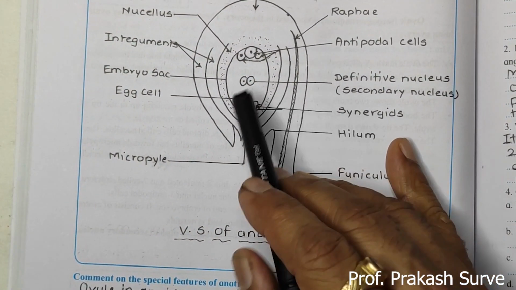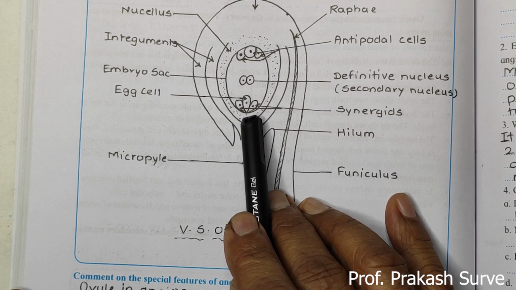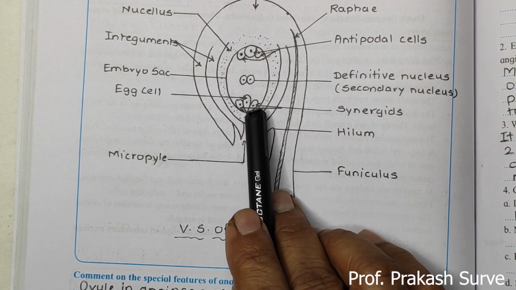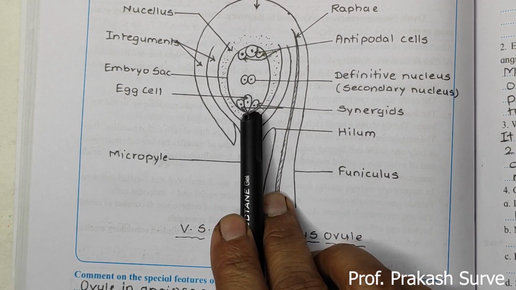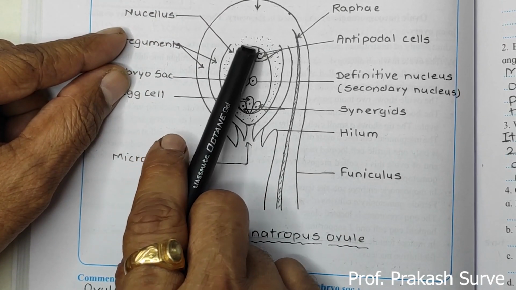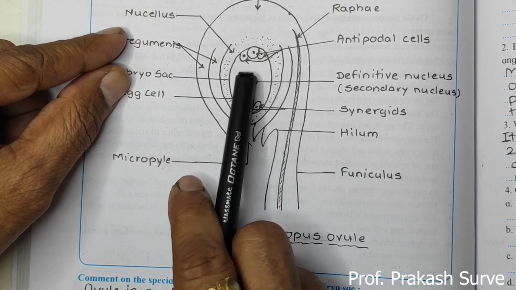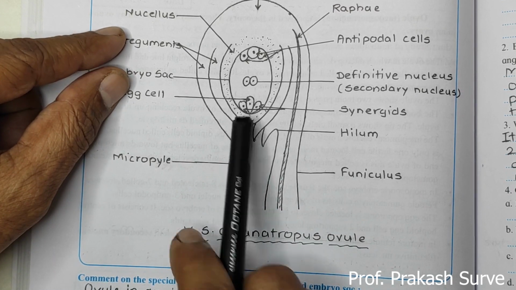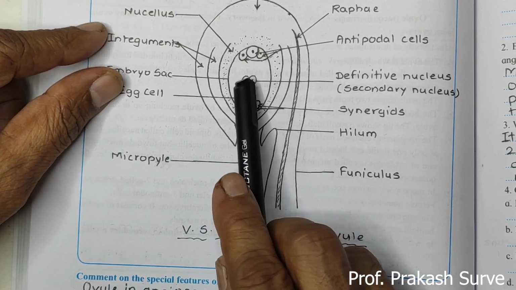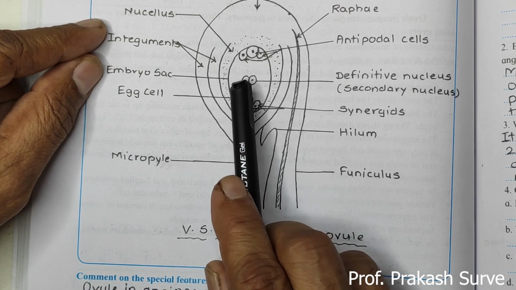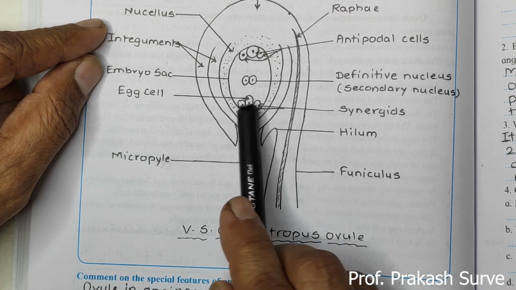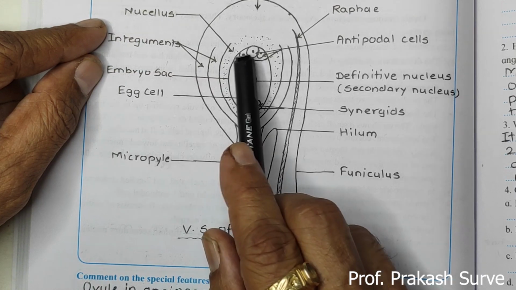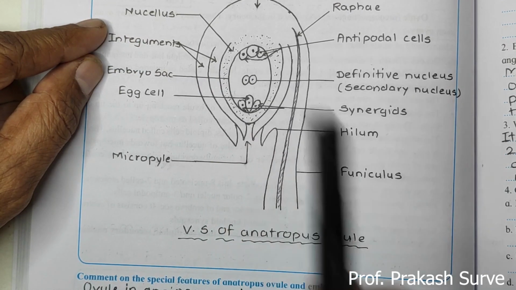Here we can observe that, as I just said, it is a 7-celled structure. Which are the 7 cells? 1, 2, 3 of the egg apparatus. Then antipodals, 1, 2, 3, so total 6. And the fusion of these 2 together, so that's why there is a total 7-celled structure and 8 nuclei. The 2 nuclei are the polar nuclei, 3 nuclei are of the egg apparatus, and 3 nuclei of the antipodals, so total 8 nuclei.